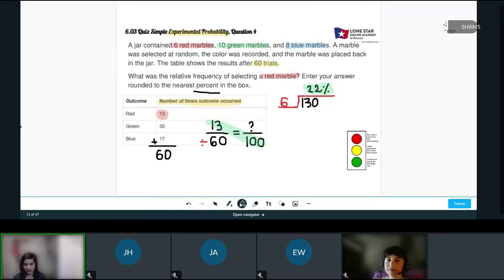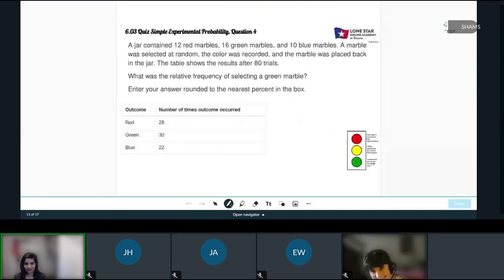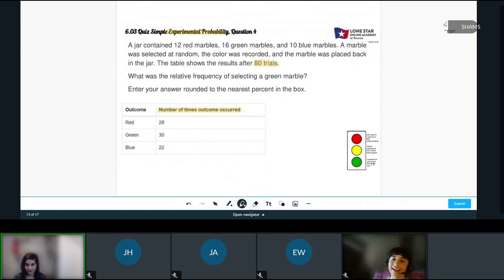Let's move on to question 4, variety 2. So again, a jar contained 12 red marbles, 16 green marbles, and 10 blue marbles. A marble was selected at random, the color was recorded, and the marble was placed back in the jar. The table shows the result of 80 trials. It is going to be experimental probability. So this table is more meaningful to me, right? And it's going to show me results of 80 trials.